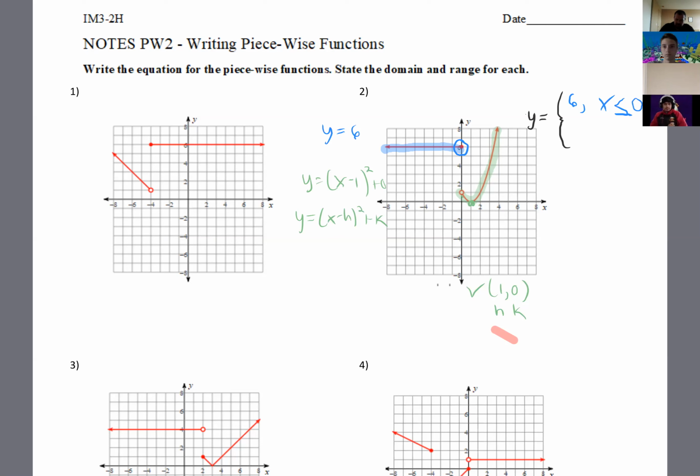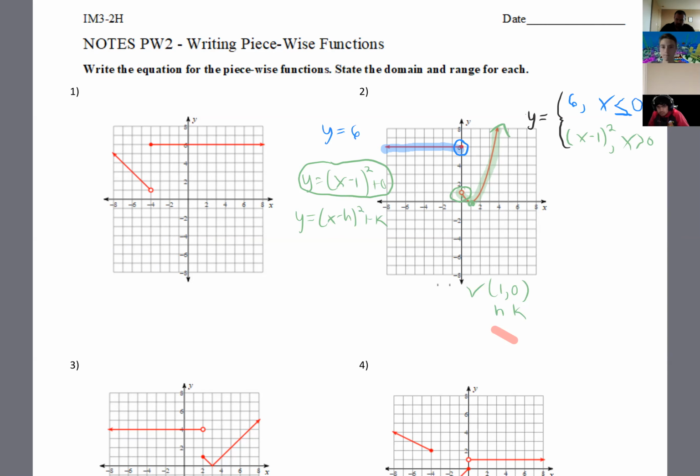For the second piece, it's going to be what I have right here. I'm just going to include the part. You don't have to say y equals because you already said that to the left of the brace. So I'm going to say (x minus 1) squared. Here the arrow is going to the right, so I'm going to say greater than. And what's the x coordinate of this point where we're starting? It has an x coordinate of 0. So we are done with the piecewise function.